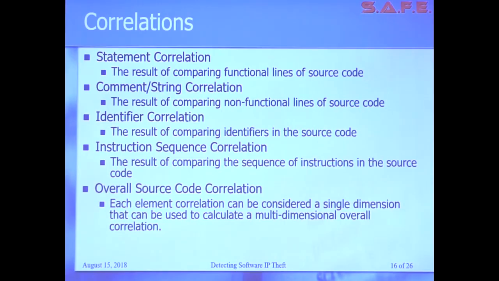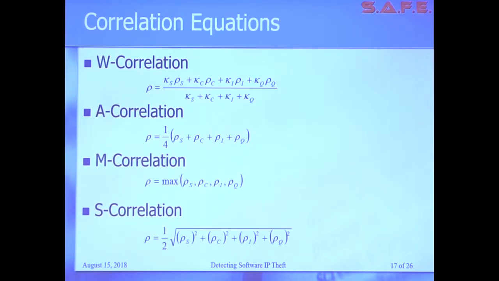So then, I already talked about the correlation, statement, comment, and string. I combined comment and string because I couldn't find any difference between them. It didn't really matter if something was a comment or a string for the point of detecting copying. And then I realized that in my mind, I had said, well, this is going to be a distance measure. When I combined all the correlations, it's going to be a square root of a sum of squares, which is what I called S correlation at the bottom.